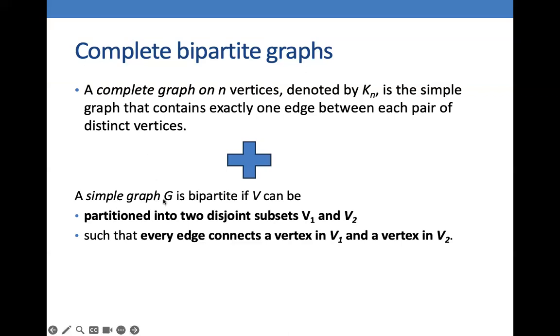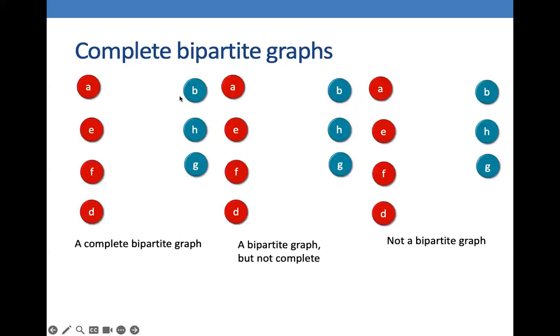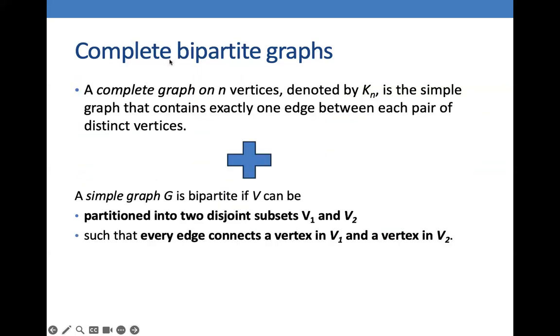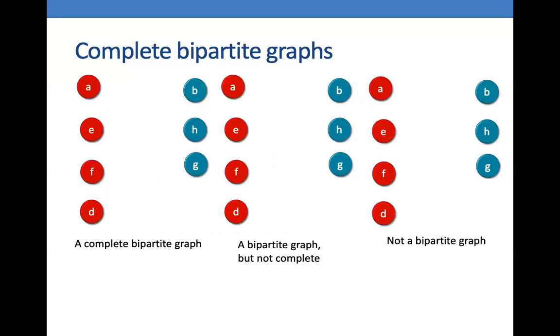But a simple graph G is bipartite, on the other hand, if we can partition the set of vertices into two disjoint subsets V sub 1 and V sub 2, and there are no edges that connect vertices belonging in the same subset. Okay, so what if we want a complete bipartite graph? What can we do with that?